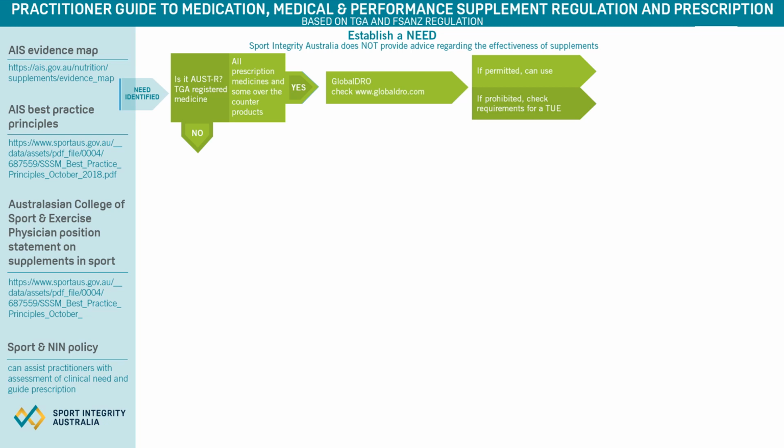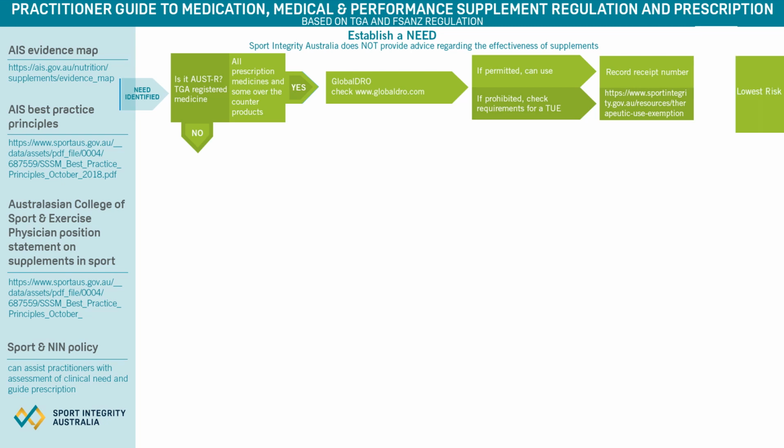If a substance is permitted, we encourage practitioners to record the receipt number from Global DRO as evidence of due diligence in the prescription of a medication to an athlete. If it's prohibited, we direct practitioners and athletes to the Sport Integrity Australia website for information on how to apply for a therapeutic use exemption and the information required for ASMAC, Australia's Sports Drug Medical Advisory Committee, to assess any TUE application.